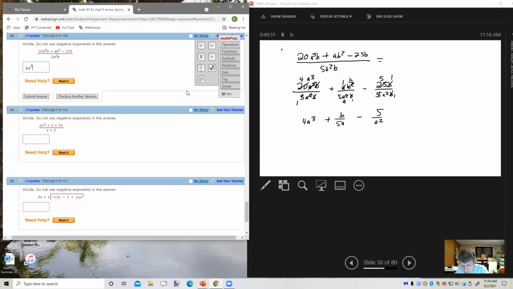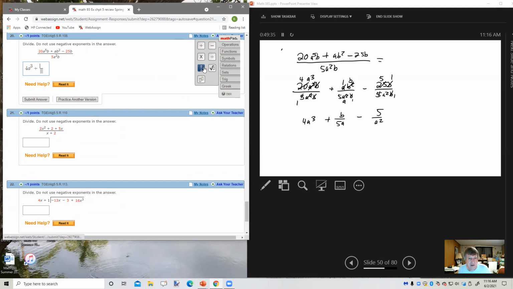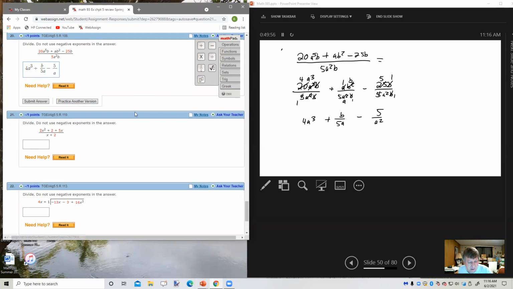Cubed, okay, plus fraction, numerator is b, denominator is 5a, minus fraction, 5 divided by a squared.